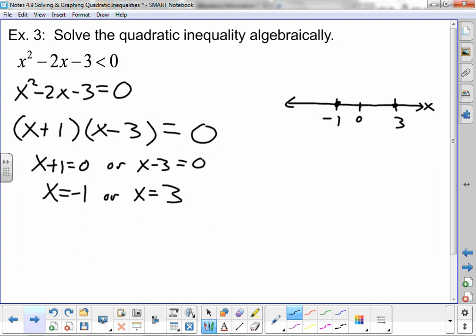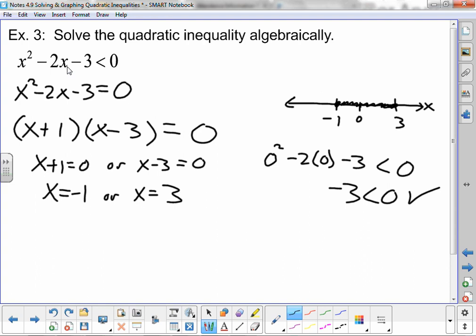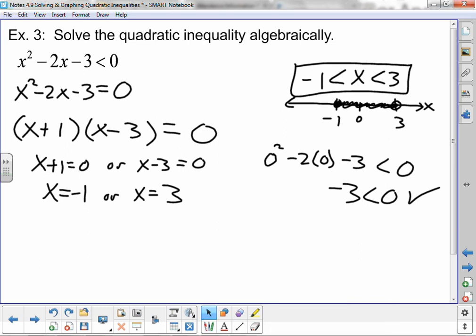So I'll try this 0. So plugging in a 0, it'll be 0 squared minus 2 times 0 minus 3. Negative 3 is less than 0, so that actually works out. So I know the shading happens in between here. And that is a compound inequality. So that is x values have to be between, not equal to. All right, so actually that'd be like open circles. x is between 3 and negative 1, and that's your answer. Okay, and that's how you do that part.